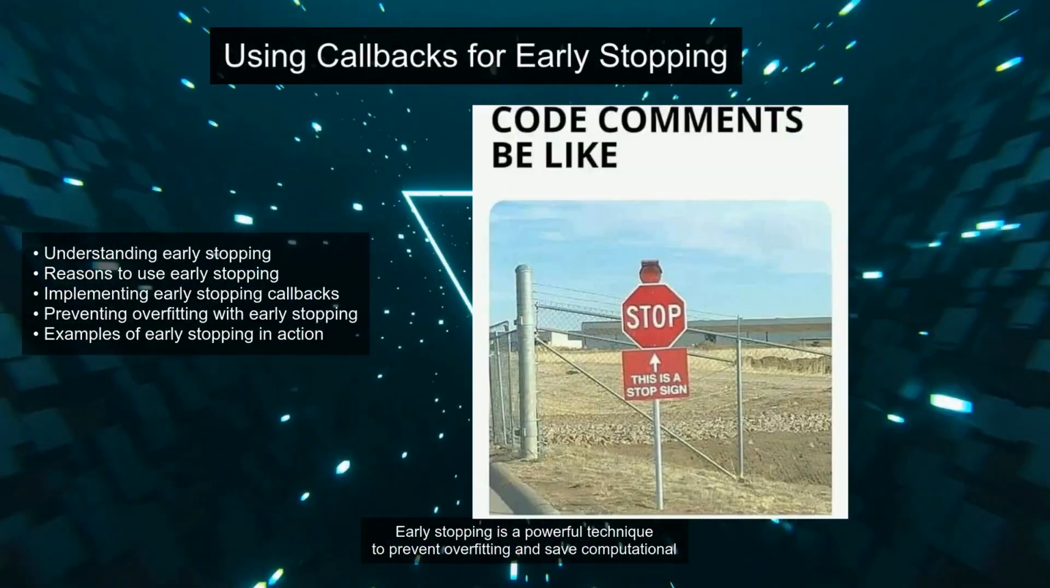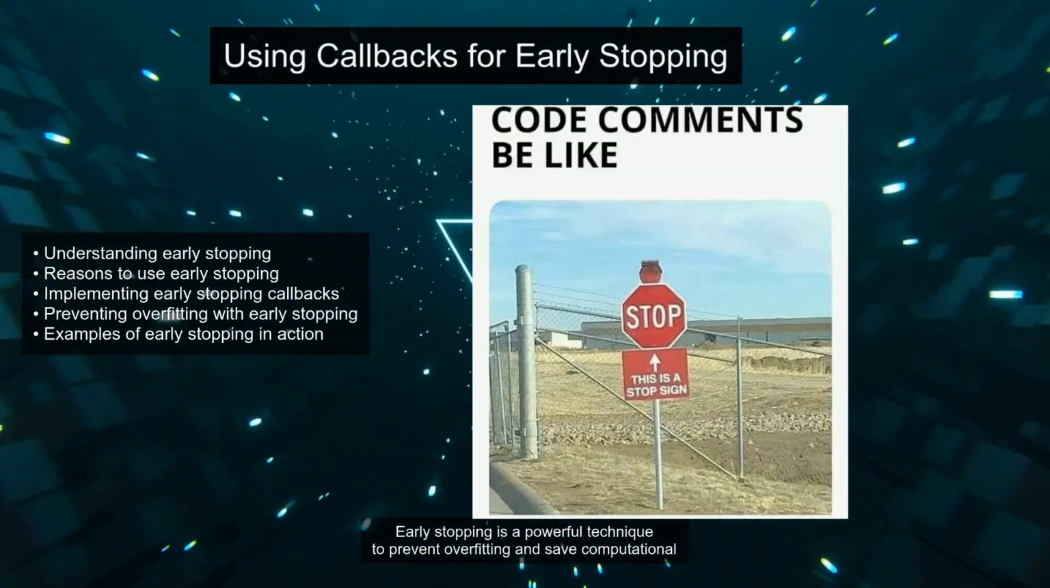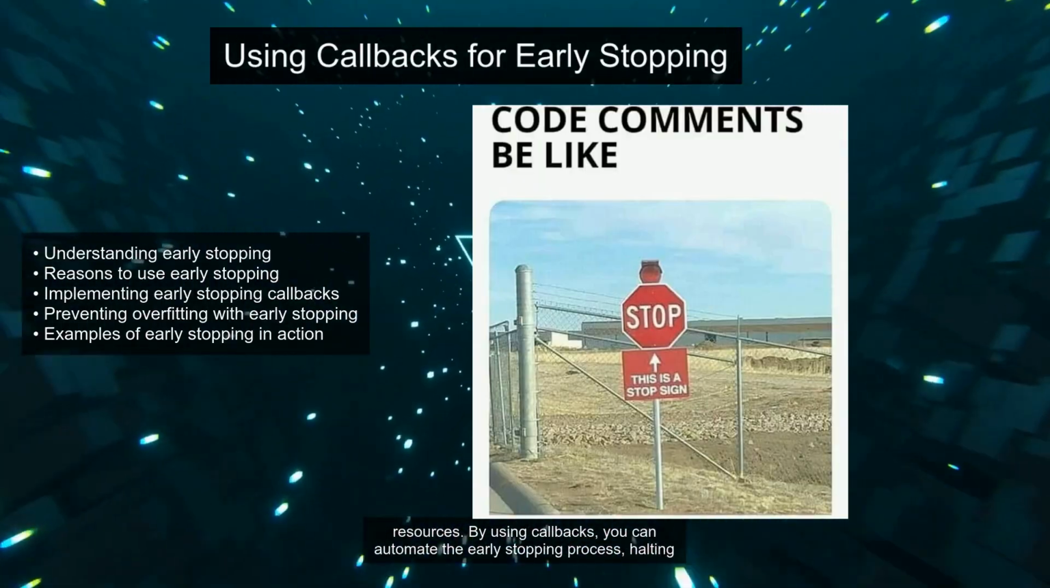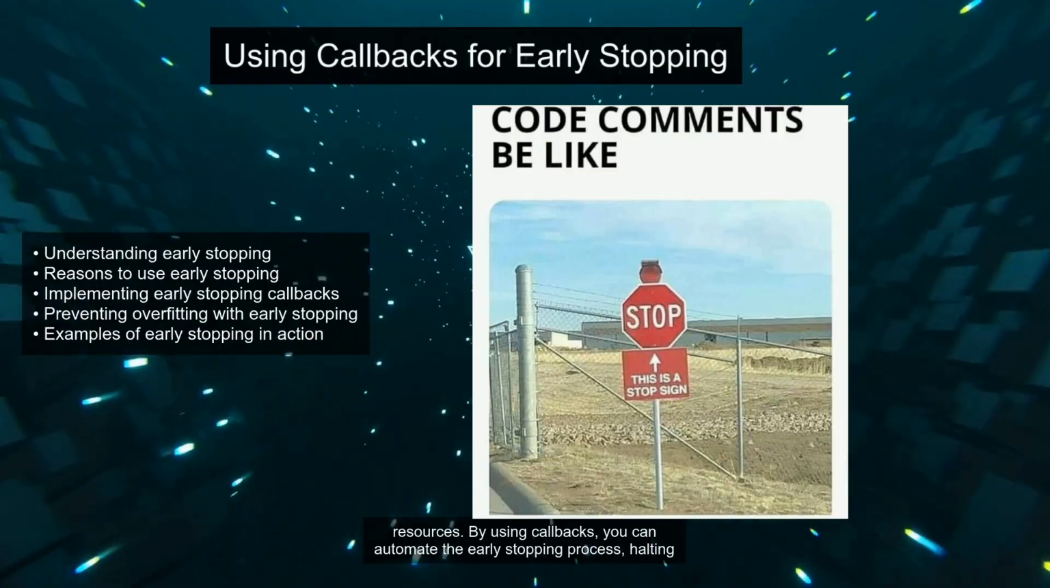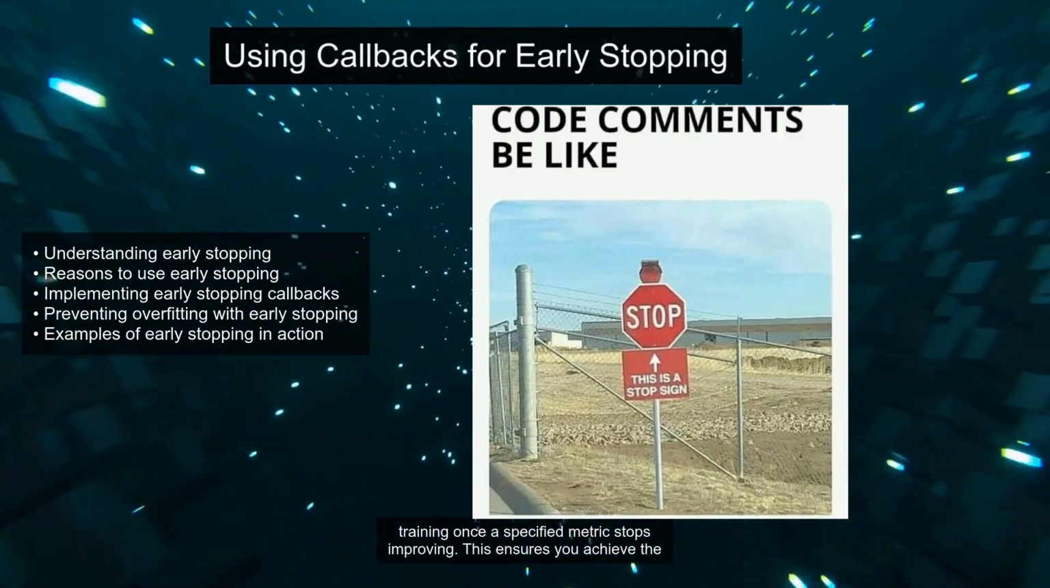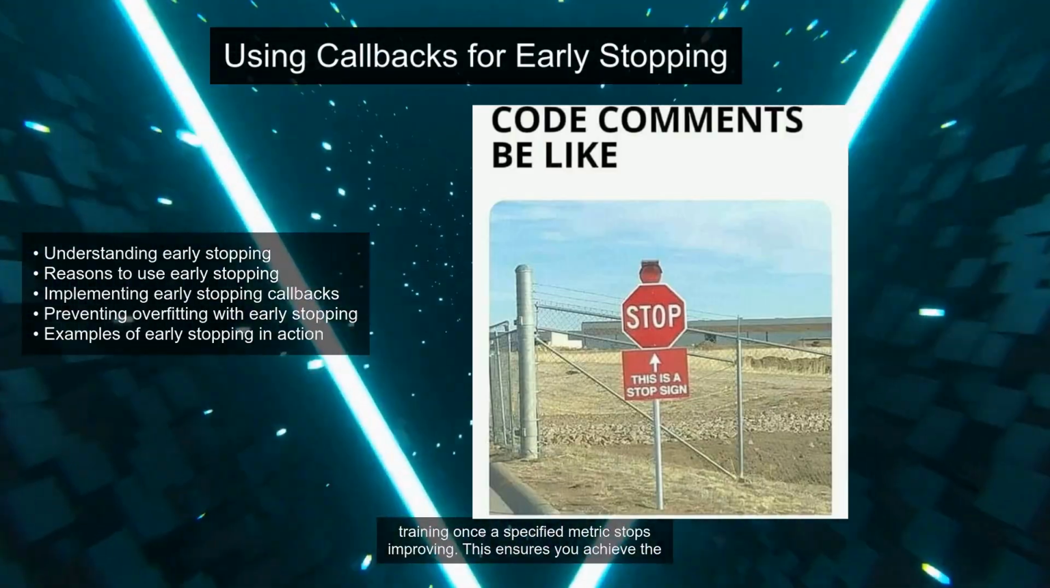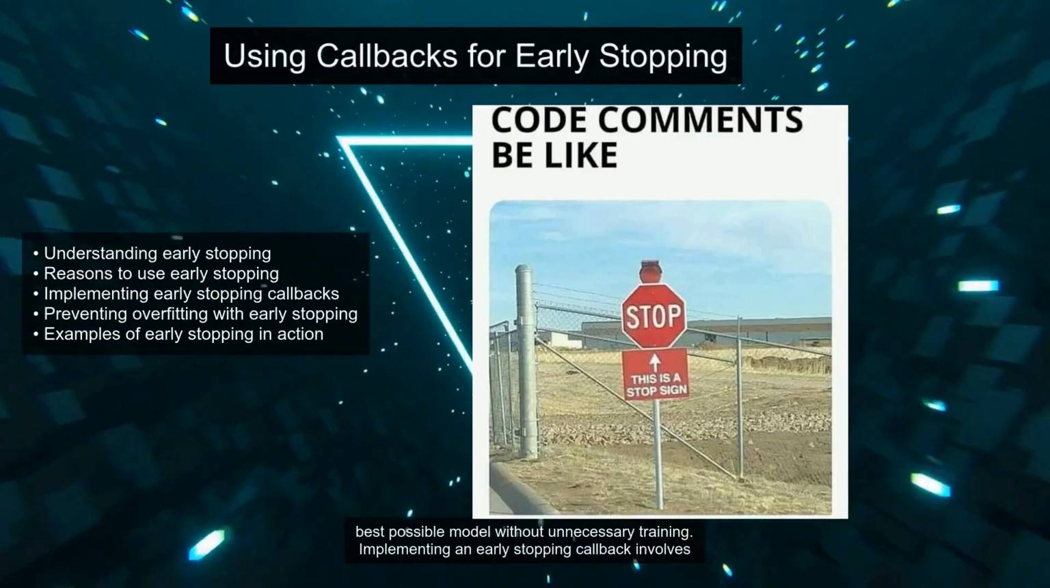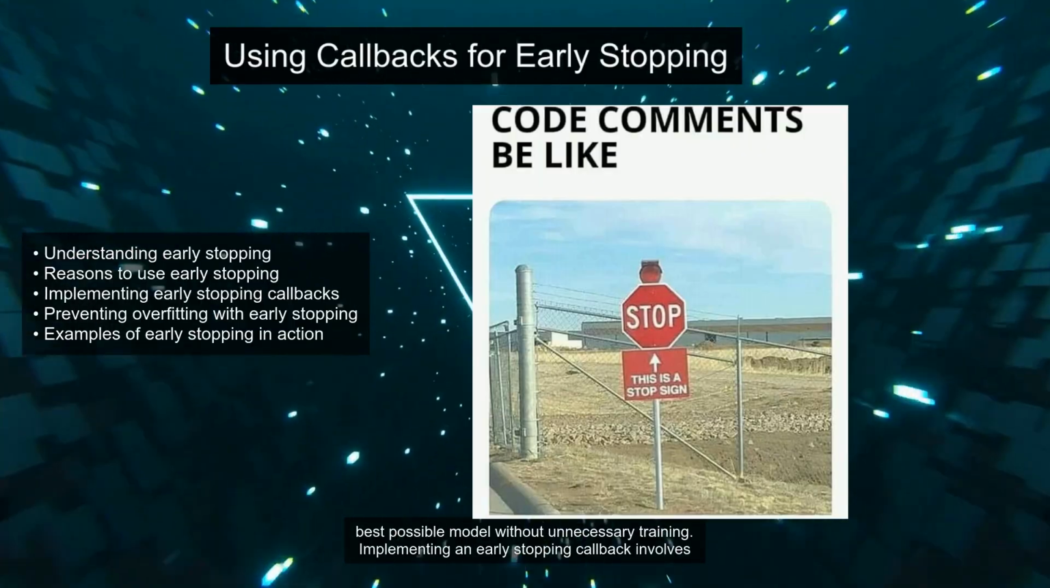Early stopping is a powerful technique to prevent overfitting and save computational resources. By using callbacks, you can automate the early stopping process, halting training once a specified metric stops improving. This ensures you achieve the best possible model without unnecessary training.